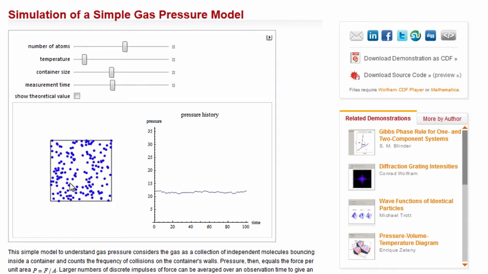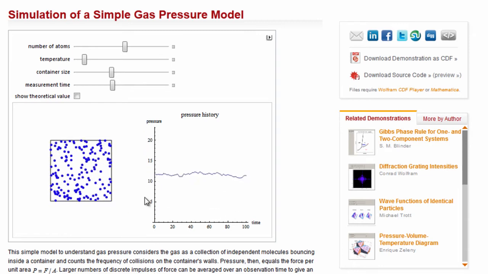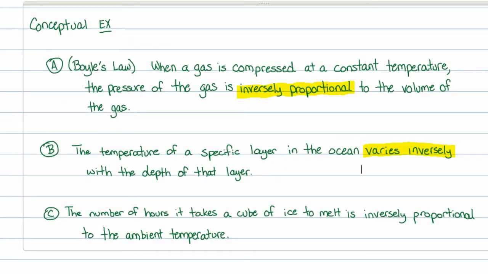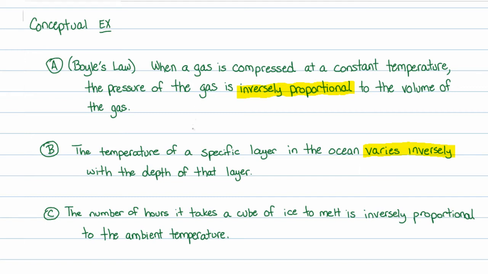Now, what we had just said about Boyle's law is that when a gas is compressed at a constant temperature, so the gas we'll assume has a constant temperature, and when we compress it, the pressure of the gas is inversely proportional to the volume. In other words, as we increase the pressure of the gas, the volume should decrease. Or better yet, if we increase the volume, the pressure will decrease, or if we decrease the volume, the pressure will increase. They go in opposite directions. So let's take a look and see if that works in this modeling application.